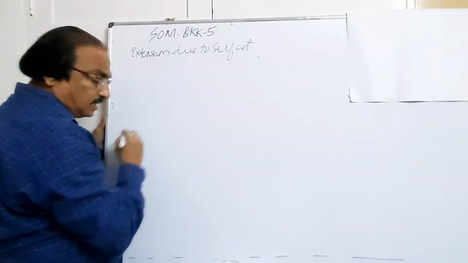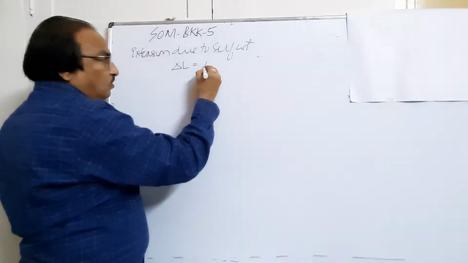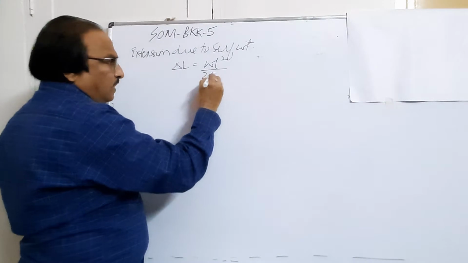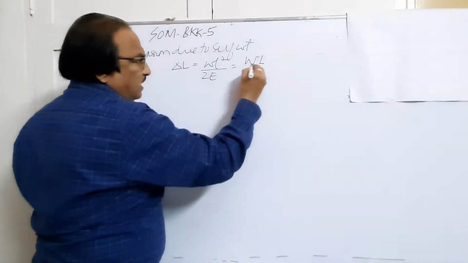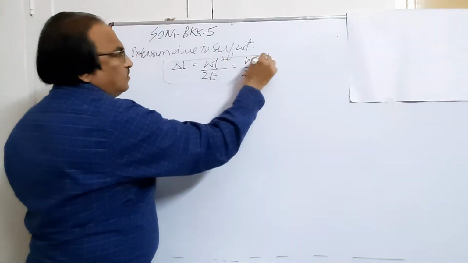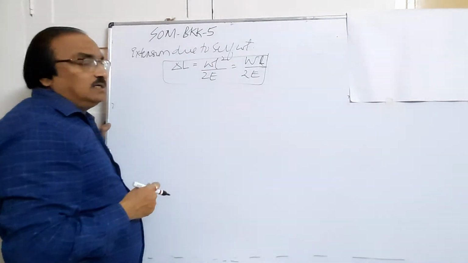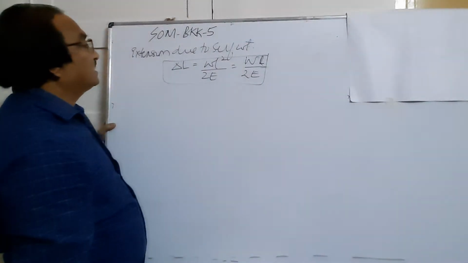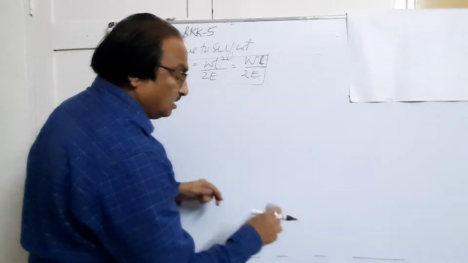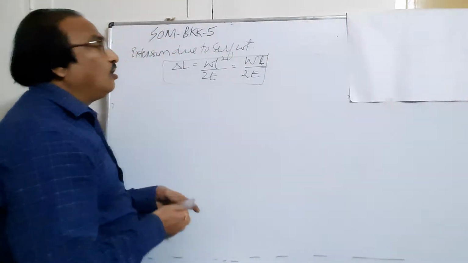So here I will directly give you the formula. The extension is given by W L square divided by 2E, or W into L divided by 2E. So this is a derived formula, so you can see it in the book. So now here this is the extension due to the self weight. Now we come across problems on composite cross section.